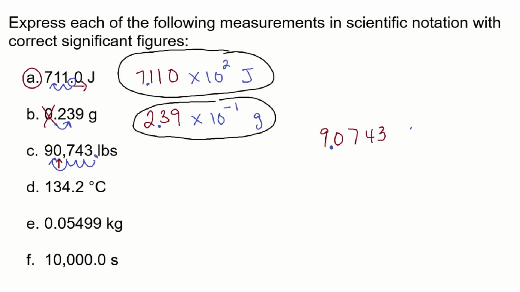Alright, so moving the decimal place 4 times to the left means we need to multiply this coefficient by 10 raised to the 4. This exponent corresponds to the number of times we had to move the decimal place from our original number. Moving the decimal place to the left means we increase the exponent. Moving it to the right means we decrease the exponent.